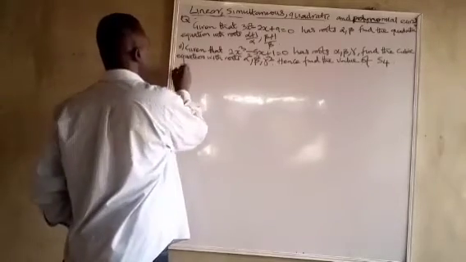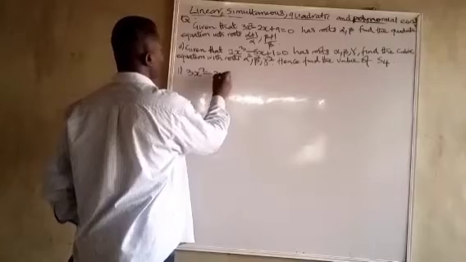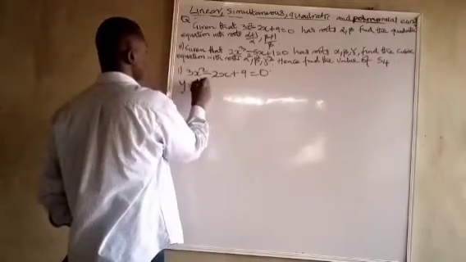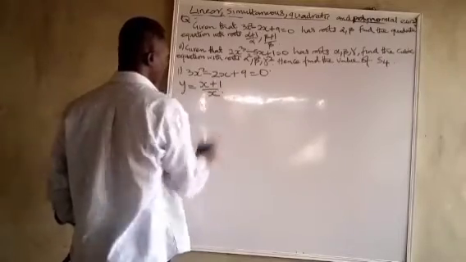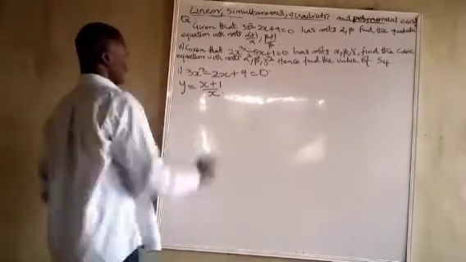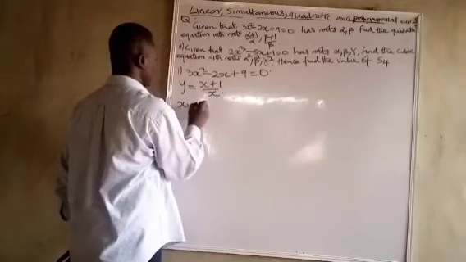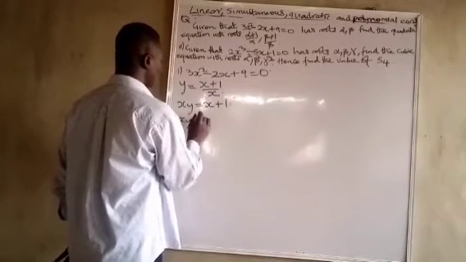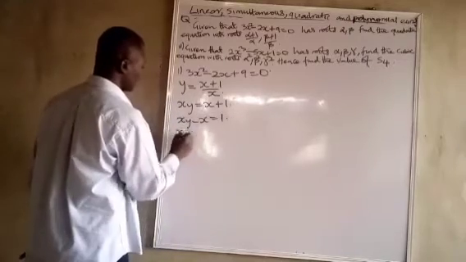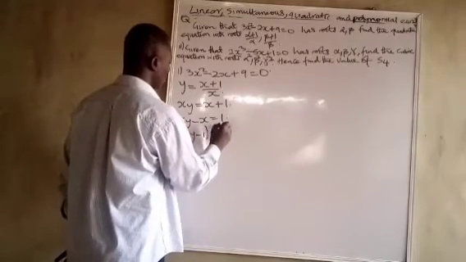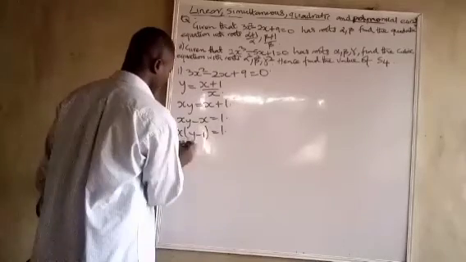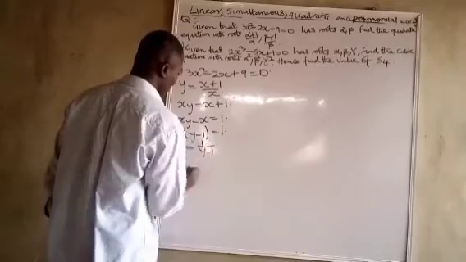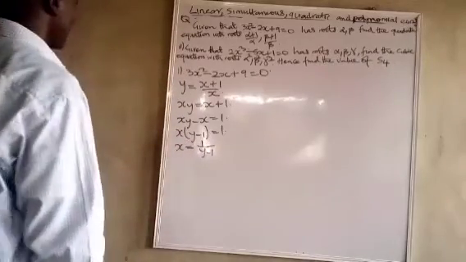So, the first one is this: 3x squared minus 2x plus 9 equals 0. Since we have our root in this form, we can say y equals x plus 1 over x. Now let's make x the subject of this expression. So we have xy equals x plus 1. Therefore I can now say xy minus x equals 1. So x into y minus 1 equals 1. So x equals 1 over y minus 1. That is it.